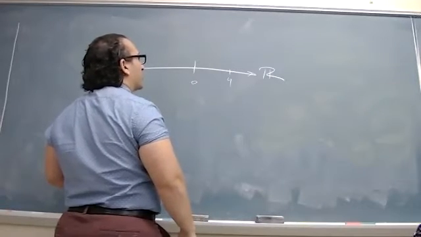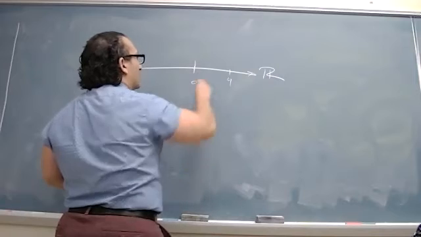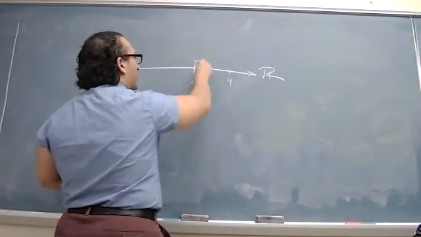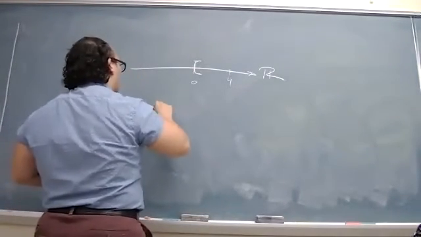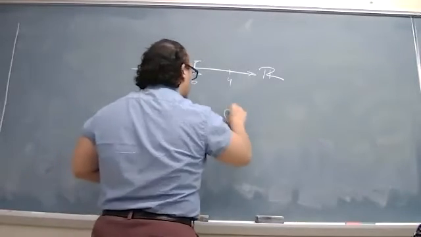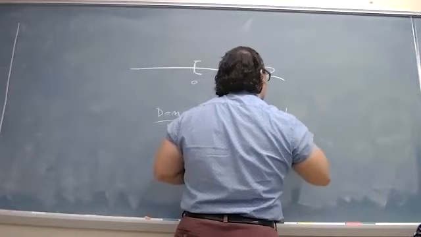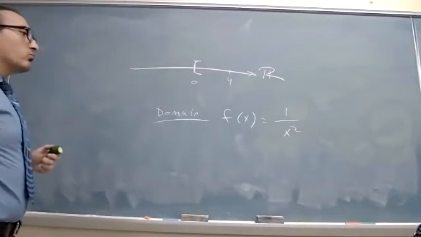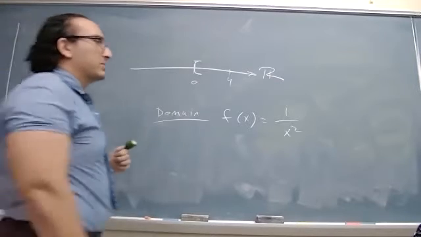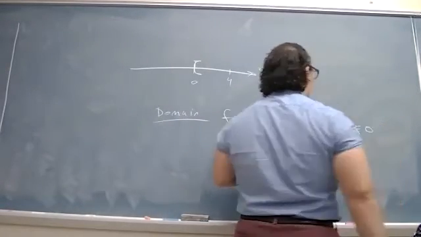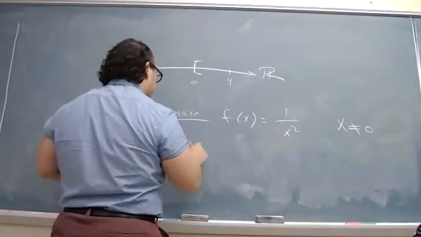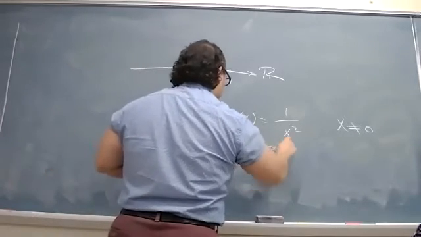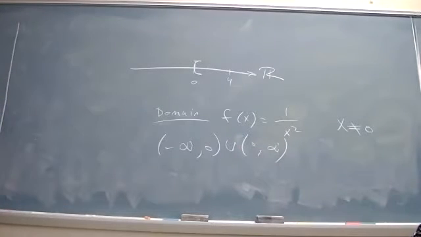If in my interval I can include 0, then I put a bracket. But if I can't include 0, then it must be a parentheses. So here's an example. The domain of f of x is equal to 1 over x squared. The only number x cannot be is 0. So we can never include 0. That's why you get that domain, and that's why we put parentheses instead of a bracket.